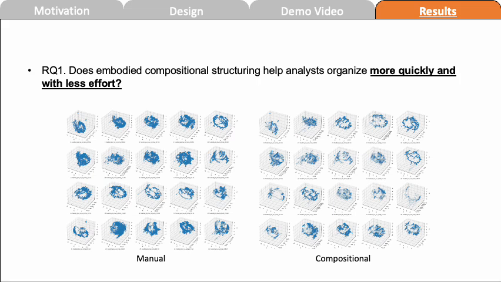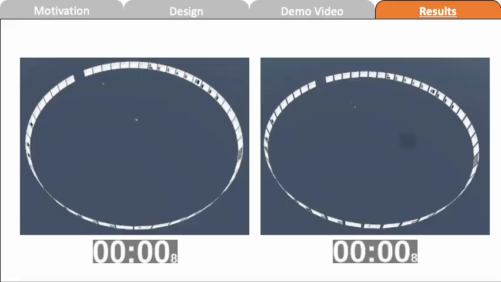First of all, we found that compositional structuring helped analysts organize more quickly and with less effort. The graph here is showing every single movement they made to finish the task, and we found that participants moved far less than with manual interactions. Also, they finished a lot faster than with manual interactions.